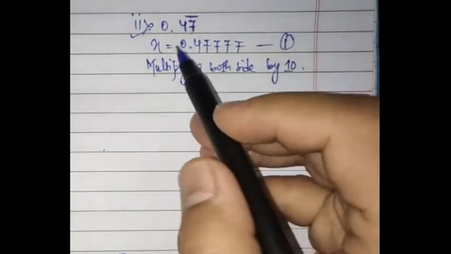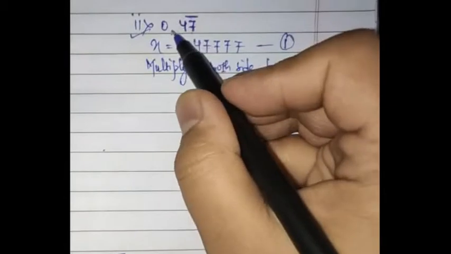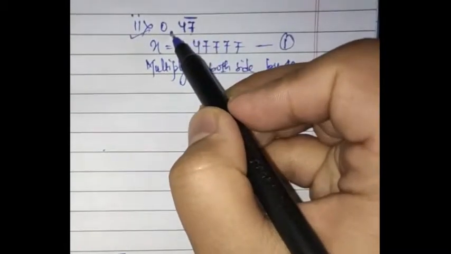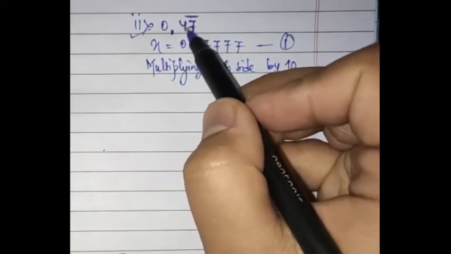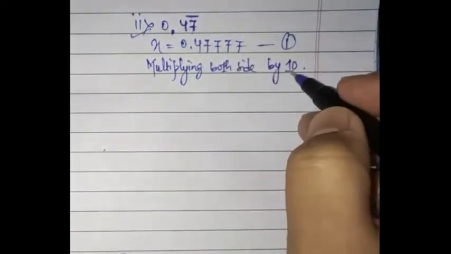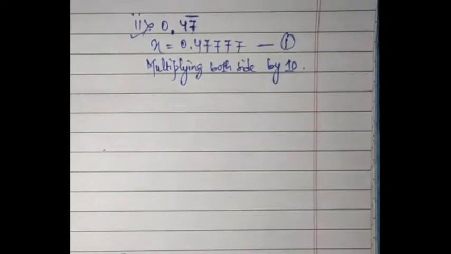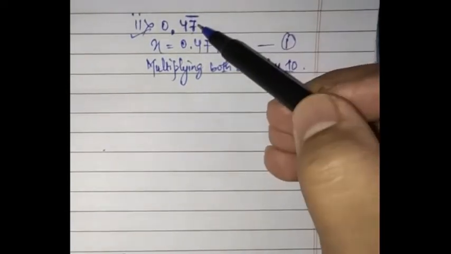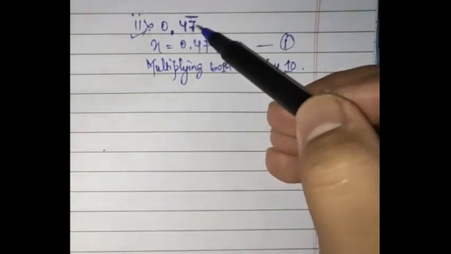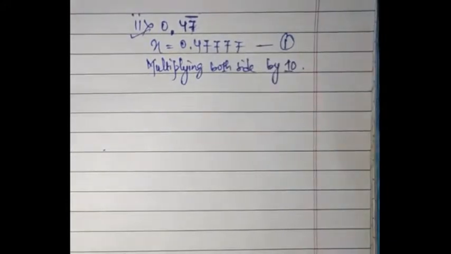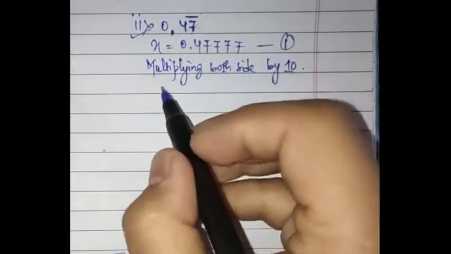Many of the students ask, sir, after the decimal there are two digits, so why not multiply with 100? No, it's not like that. You have to see which number is getting repeated, whether both the numbers are repeated or only one. If a single digit is getting repeated, you multiply by 10. If a double number is getting repeated, you multiply with 100. So, multiplying both sides by 10, you'll do this.